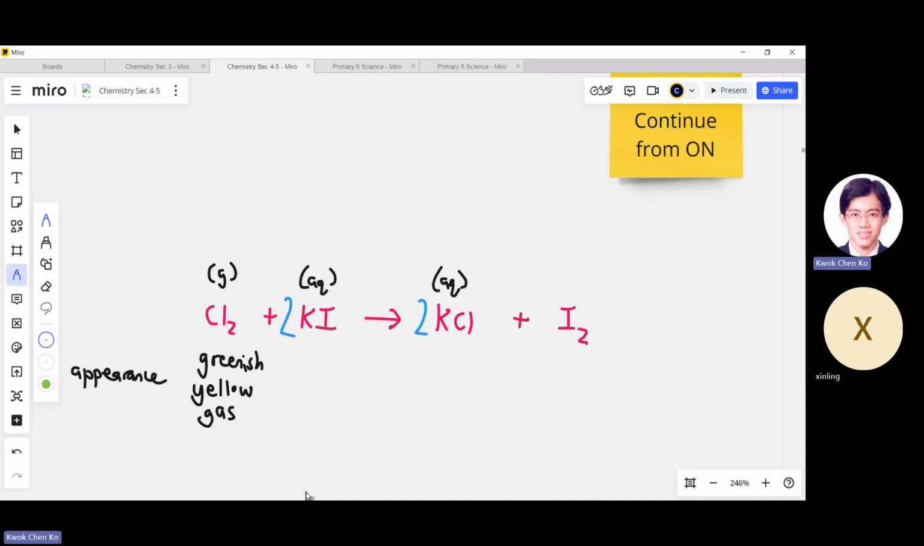KI, appearance. K is a group 1 element, it's not a transition element, so you would expect it to be colorless as a solution. KCl? Same thing. It's in group 1, it's not a transition element, so it's a colorless solution too.